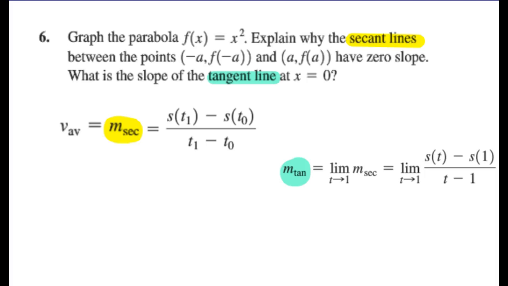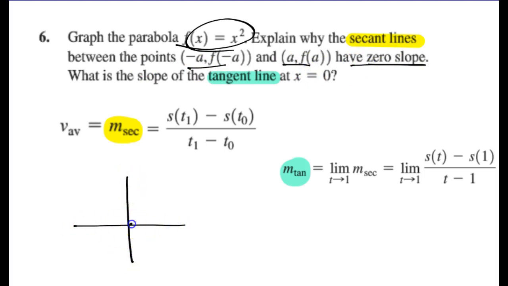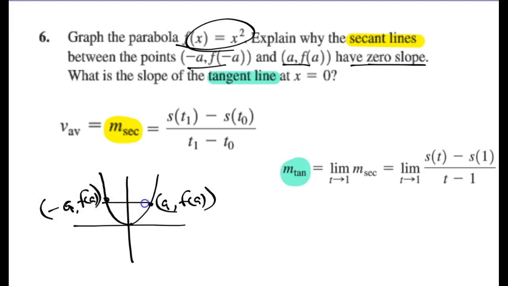In this example, we have a parabola, and it says explain why the slopes are 0 for any of these values which have symmetry, of course. So if you were to quickly draw this, a and f of a is over here for this point, and this point would be negative a, f of a, and you can see the slope here is going to be 0. But we could do it algebraically as well.